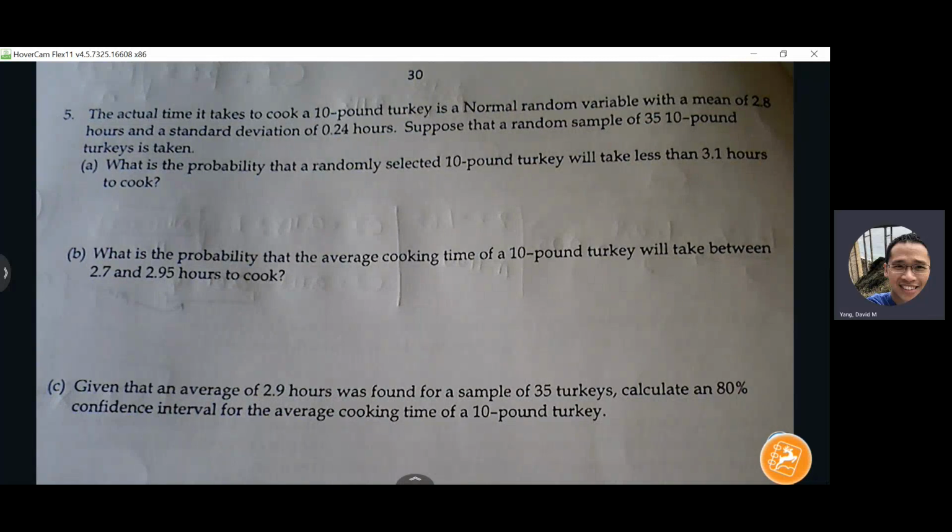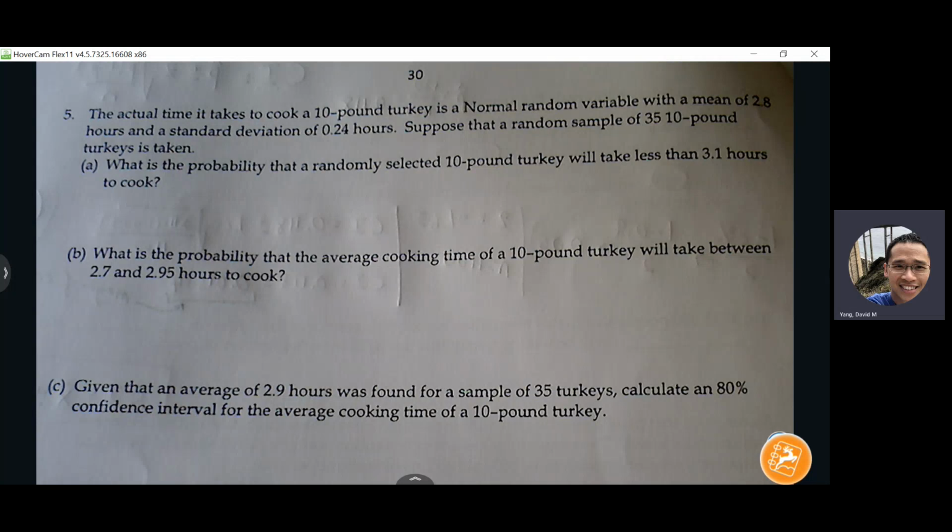So page 30 was kind of putting things together from previous sections as well. The actual time to cook a 10-pound turkey is a normal random variable with a mean of 2.8 hours and standard deviation of 0.24 hours. Suppose a random sample of 35 10-pound turkeys is taken. What's the probability that a randomly selected 10-pound turkey will take less than 3 hours? Or less than 3.1 hours.